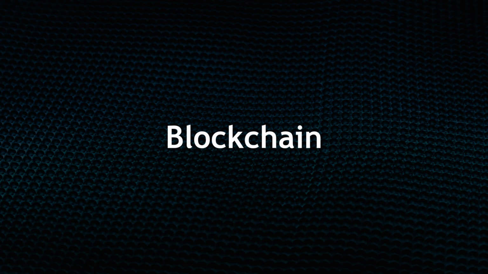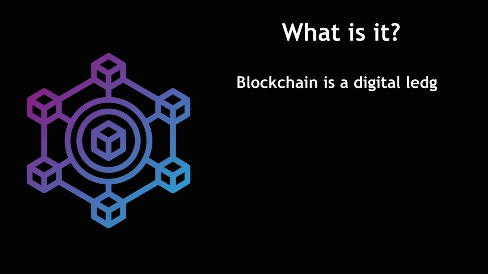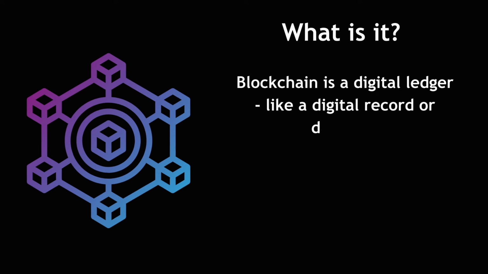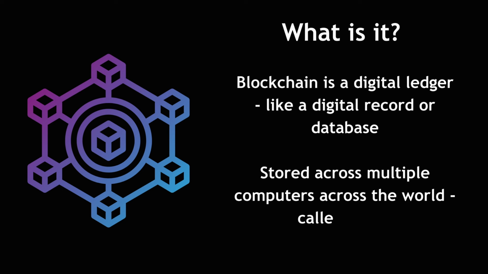So first up, blockchain. So what is it? A blockchain is a digital ledger, kind of like a record book or database. But instead of being stored in one central place, like on a company's server, it's spread out across many computers around the world. And these computers are called nodes.